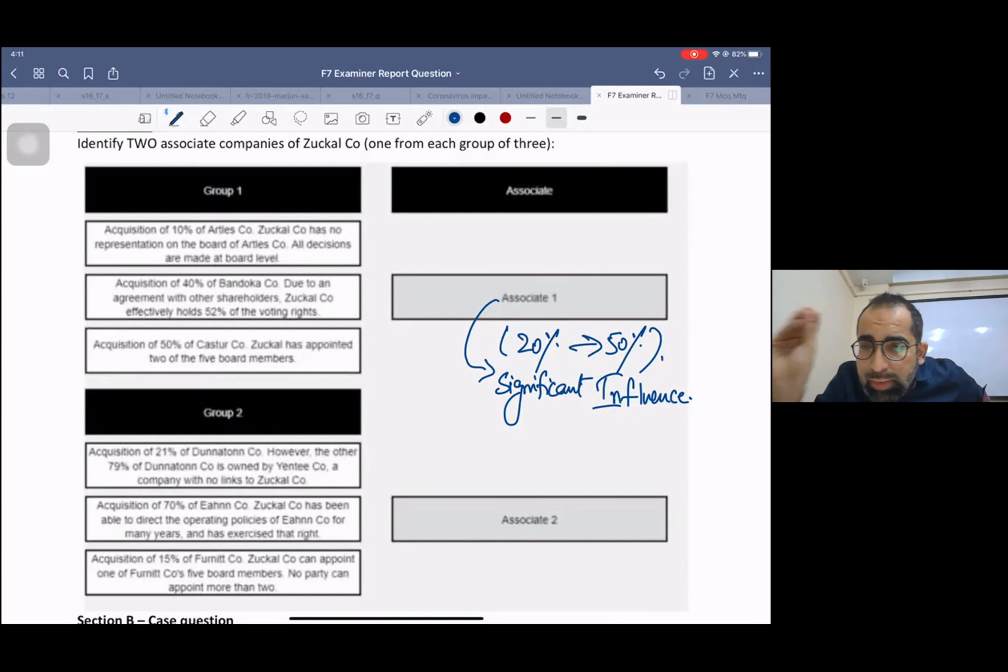Significant influence. And for significant influence, giving you a shortcut idea, you must have somebody who can send your voice to their board. That means you have a few directors in the board. This is the general idea. So in the first group there is one company, in the second group there is one company.